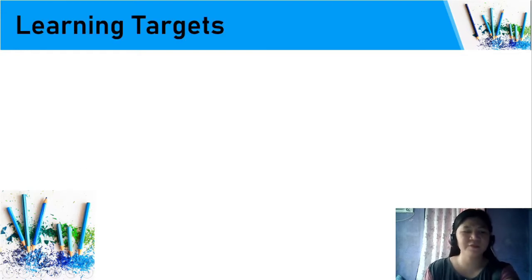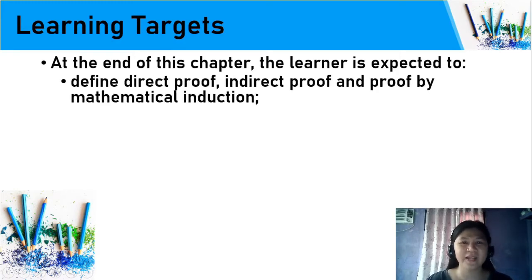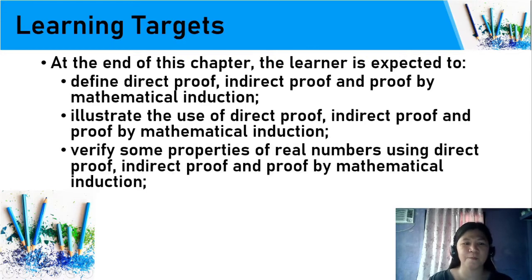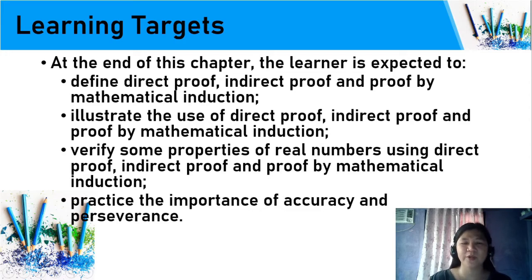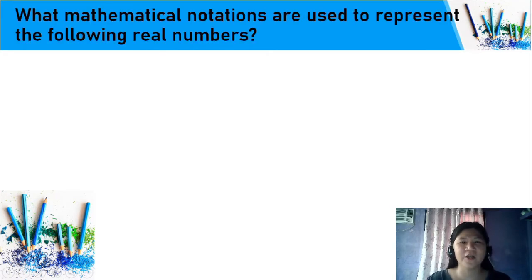Let's define first our learning targets. At the end of this chapter, you are expected to define direct proof, indirect proof, and proof by mathematical induction. Second, illustrate the use of these methods of proof. And then verify some properties of real numbers using these methods of proof, and practice the importance of accuracy and perseverance.